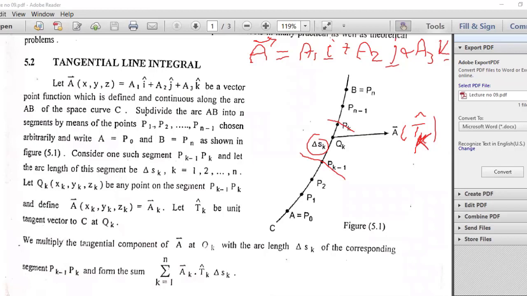Meaning, if we apply k equal to 1, then we have this point P1. If we apply 2, then we obtain P2, and so on up to Pn, and we add these arc lengths one by one, and then obtain the integral in the next part. Let's see.